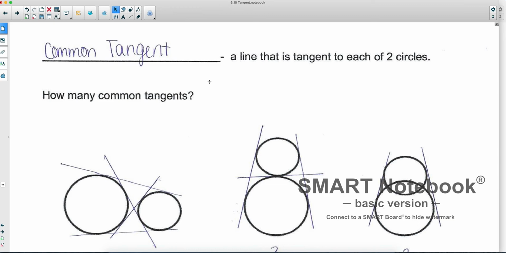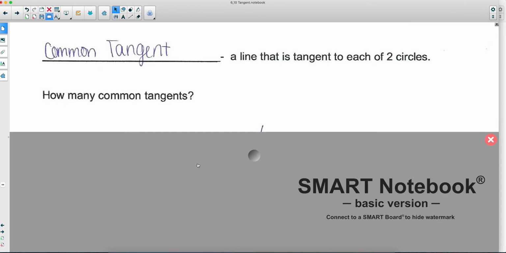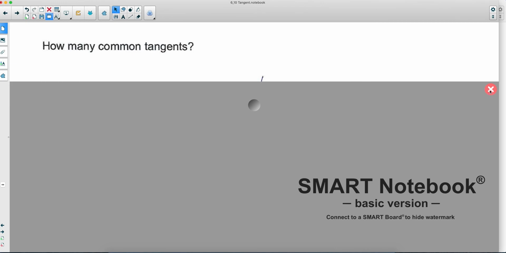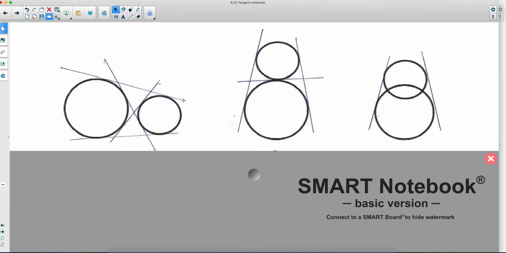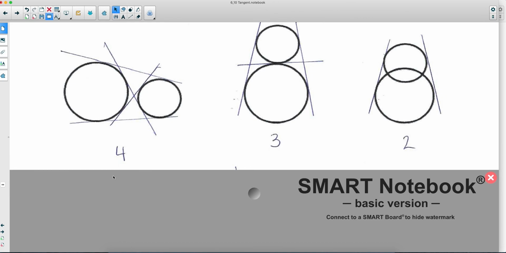Now let's talk about common tangents, which I think are fun. A common tangent is a line that's tangent to two circles. The circles can be the same size or different sizes; they don't have to be anything specific, but what they have in common is a tangent. Here are two circles, and we ask how many common tangents they have. They have 1, 2, 3, 4. Each of the 4 lines only touches the circles at one point. So these two circles have 4 common tangents.